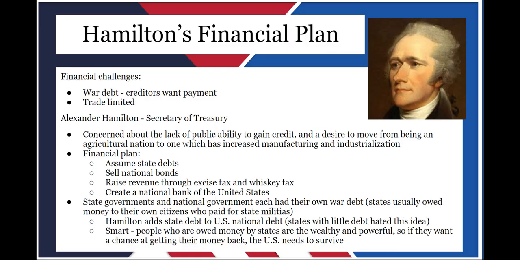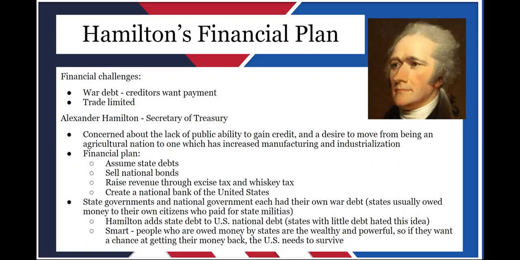Hamilton, as the Secretary of the Treasury, really steps up to this. He's really concerned about the lack of the public ability to gain credit. And he really desires to move from an agricultural nation to one that has really increased manufacturing and industrialization. He wants to expand the economy, expand the urban economy. His financial plan had four key points. He wanted to assume state debts, which we're going to talk more about in a second. He wanted to sell national bonds. He wanted to raise revenue through an excise tax and a whiskey tax, and that's going to cause some real controversy. And he also wanted to create a national bank of the United States.